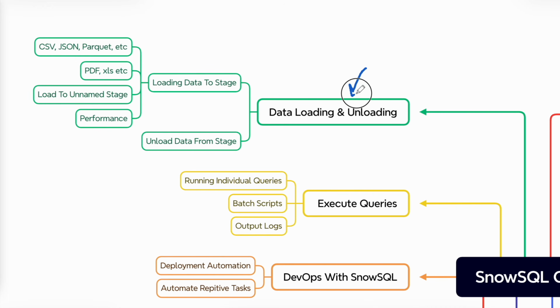Then we will cover, in a separate video, data loading and unloading to your stage location, and we'll try to perform CSV, JSON, Parquet, and many other formats including PDF and Excel. We will also see how to load data to unnamed stages, and we'll try to validate the performance if you have a large file. We will also understand what parameters are required to unload the data from the stage location to your local machine for data analysis or for any other purpose.